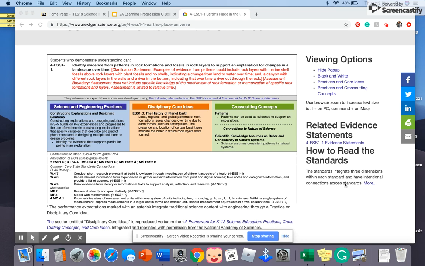Everyone, we're going to discuss today a lesson that hits the standard for ESS1. This is fourth grade Earth and Space Sciences: identifying evidence from patterns in rock formations and fossils in rock layers to support an explanation for changes in a landscape over time. This lesson's not really going to talk about fossils. It's more focused on rocks and identifying rocks and what different patterns in these rocks tell students about how they were made and where they come from.